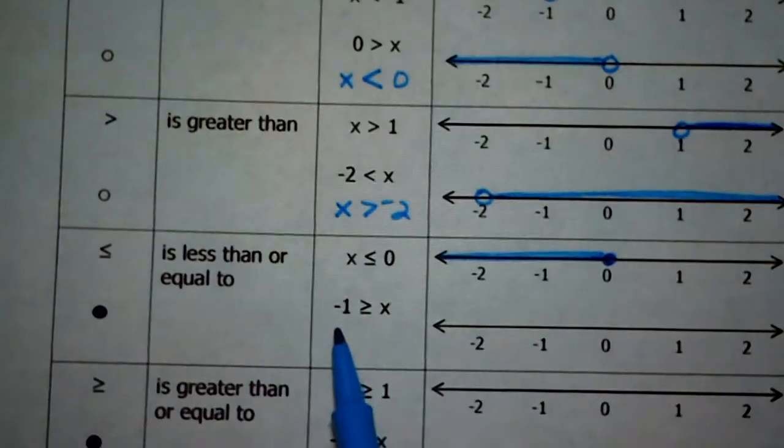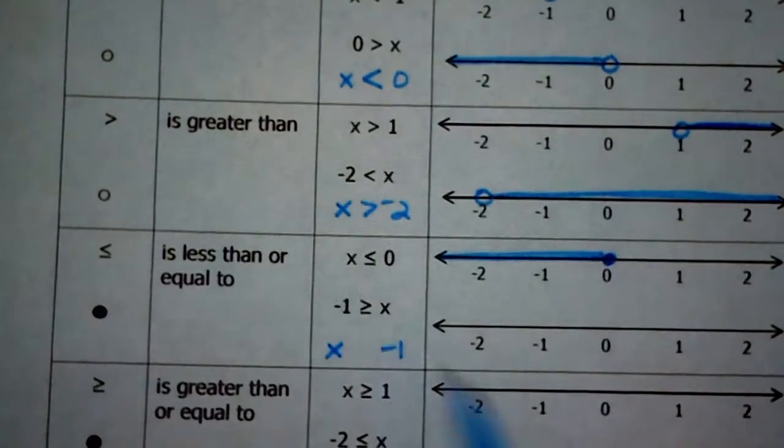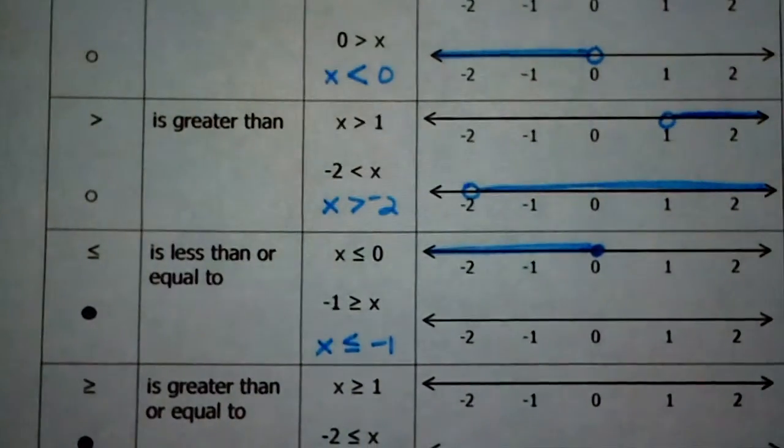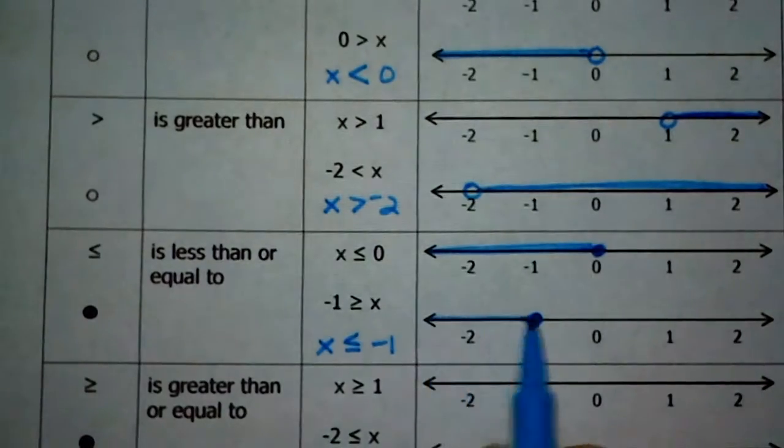This next one says -1 is greater than or equal to x. x is on the right, put it on the left. You're still comparing x and -1. In the original, it's pointing at the x. You want to make sure that when you rewrite it, it's still pointing at the x. You don't want to be changing anything. So if x is less than or equal to -1, I'm going to put a closed circle on -1. And if x is less, I'm going to shade to the left.